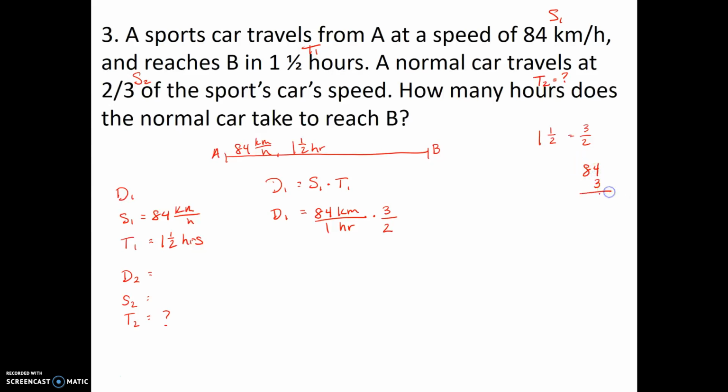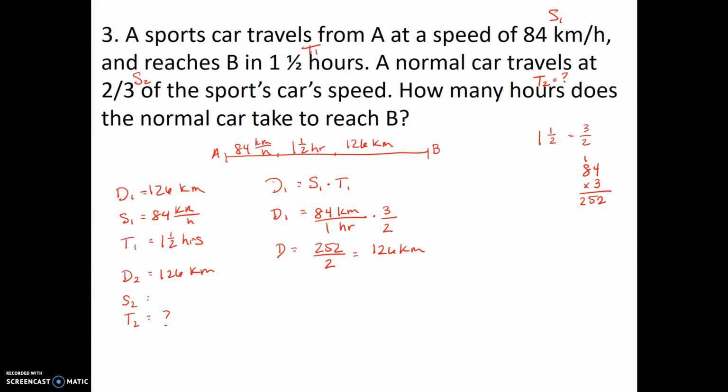84 times 3 is going to be, let's see, 3 times 8 is 24 plus 1, 252. And we're going to divide that by 2. So that's going to equal 126. Okay, so let's mark that up there as well. 126 kilometers. And we'll plug it into our charts over here, and it's the same for both D1 and D2 because the distance from A to B doesn't change.